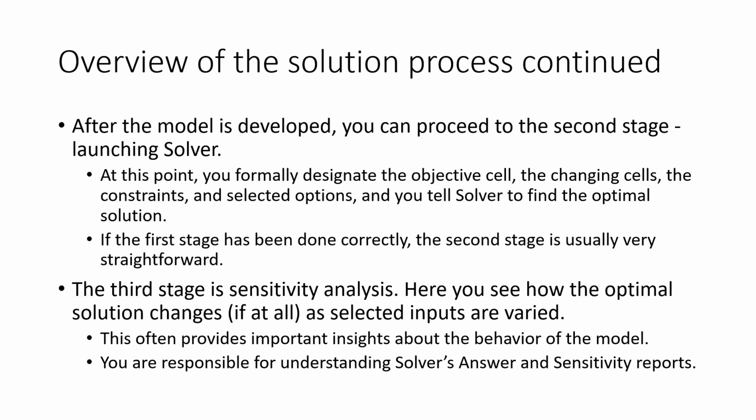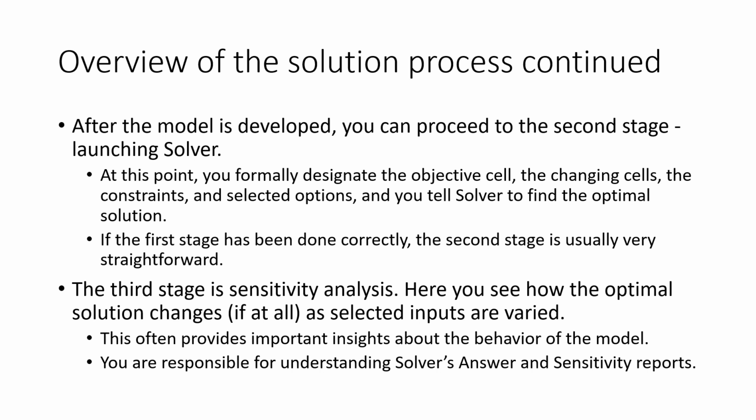After the model is developed, we're going to move to the second stage, and this is where you invoke Solver. If you haven't done that yet, you're going to set it up by clicking on File, come down to Options, click on Add-ins, go to Go, choose Solver, make sure it's checked off, and then say OK. Once you launch Solver, at this point you formally designate the objective cell, and whether you're trying to maximize it, minimize it, or set it equal to something. You also identify the changing cells, the constraints, and you select options.